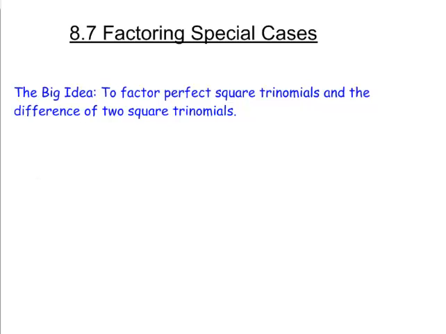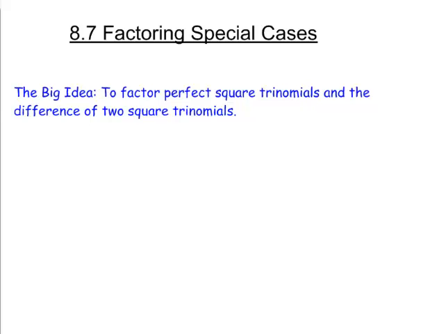The big idea here is to factor perfect square trinomials and factor the difference of two squares. So all we're dealing with today is numbers and even variables that are perfect squares. Now if you remember in 8-4, if you look back to your notes, we multiplied these special cases together to create the difference of squares and these perfect square trinomials. So what we're going to do today is just do the exact opposite, take them apart.